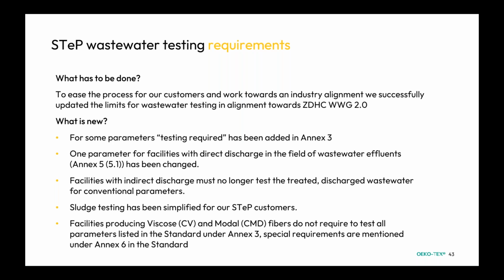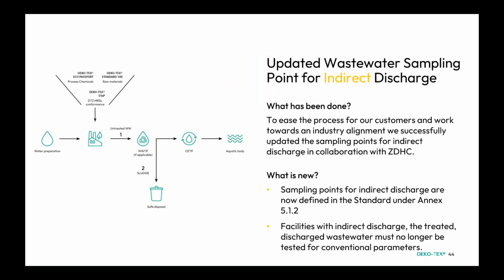Facilities producing viscose and modal fibers do not require to test all the parameters listed in the standard, and special requirements are mentioned under Annex 6 in the standard. We've updated the wastewater sampling point for indirect discharge. Certain sampling points for indirect discharge are now defined in the standard under Annex 5.1.2, and for facilities with indirect discharge, the treated discharged wastewater must no longer be tested for conventional parameters.